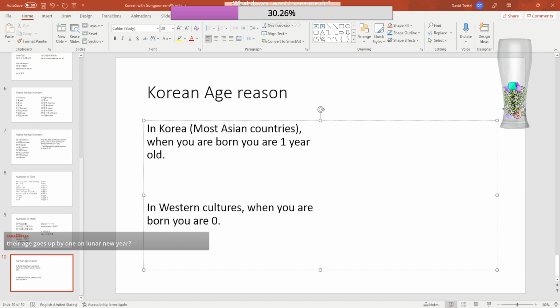So, yes, technically, that's how they count: every Lunar New Year day, that's when their age goes up, instead of on their actual birthday. And yes, the Lunar New Year is different every year. We think of New Year's as always January 1st, but each year, the Lunar New Year changes.